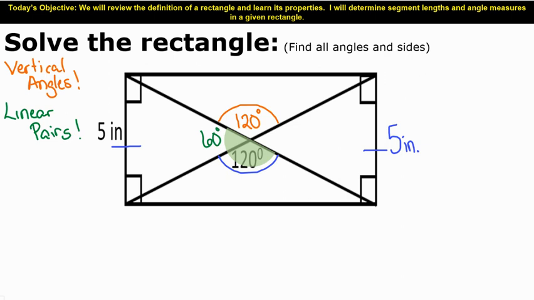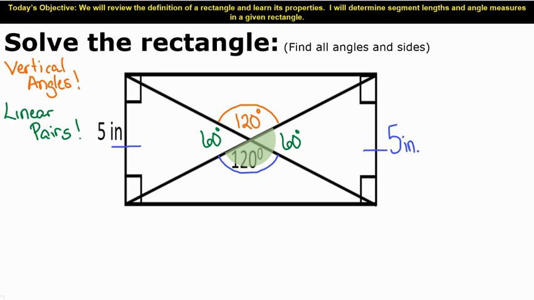60. And then you can either use the same concept of a linear pair right next door, or you can use your vertical angles with the 60, right? Those both have to be the same. So that takes care of a lot so far. Okay. Let's see what else we know.